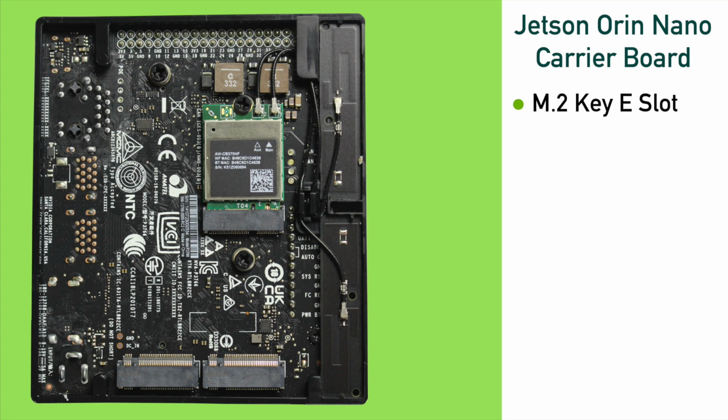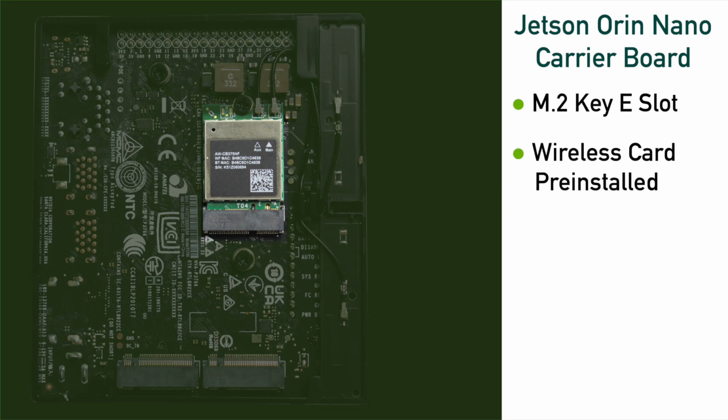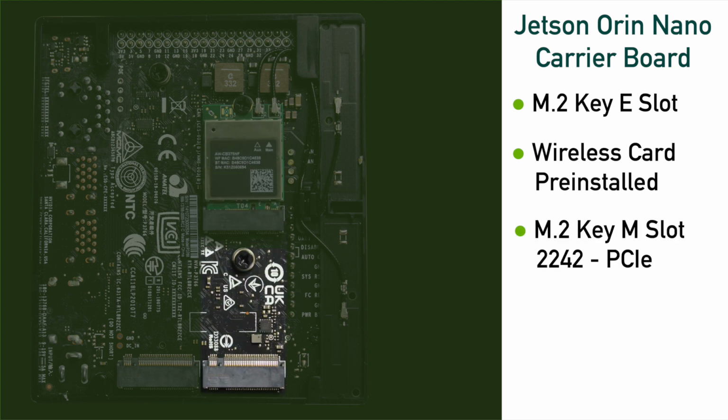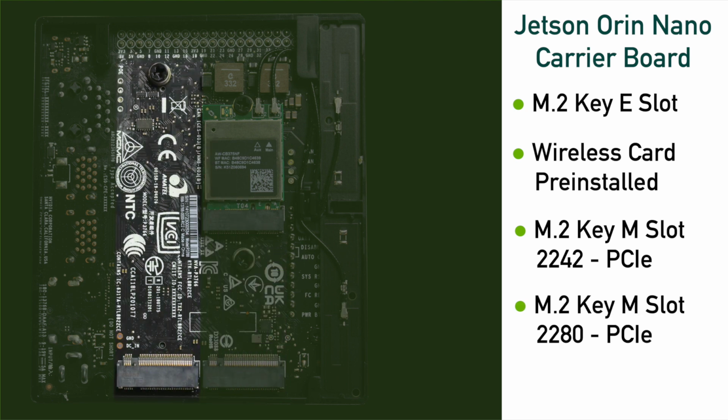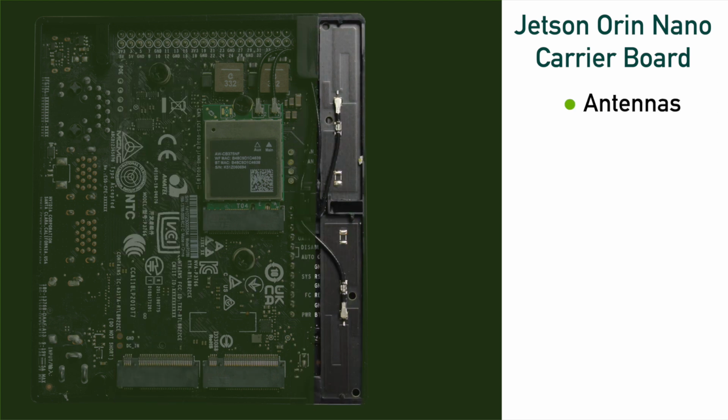On the underside of the board, there's a M.2 key E slot. It has a wireless card pre-installed. Then we have a M.2 key M slot. It's 2242. The 42 indicates that the board is 42 millimeters, two lanes PCIe. Then we have a M.2 key M slot. It's a 2280. This one's four lanes PCIe. All of the key M slots are Gen 3. The plastic base holds the antennas for the wireless card.